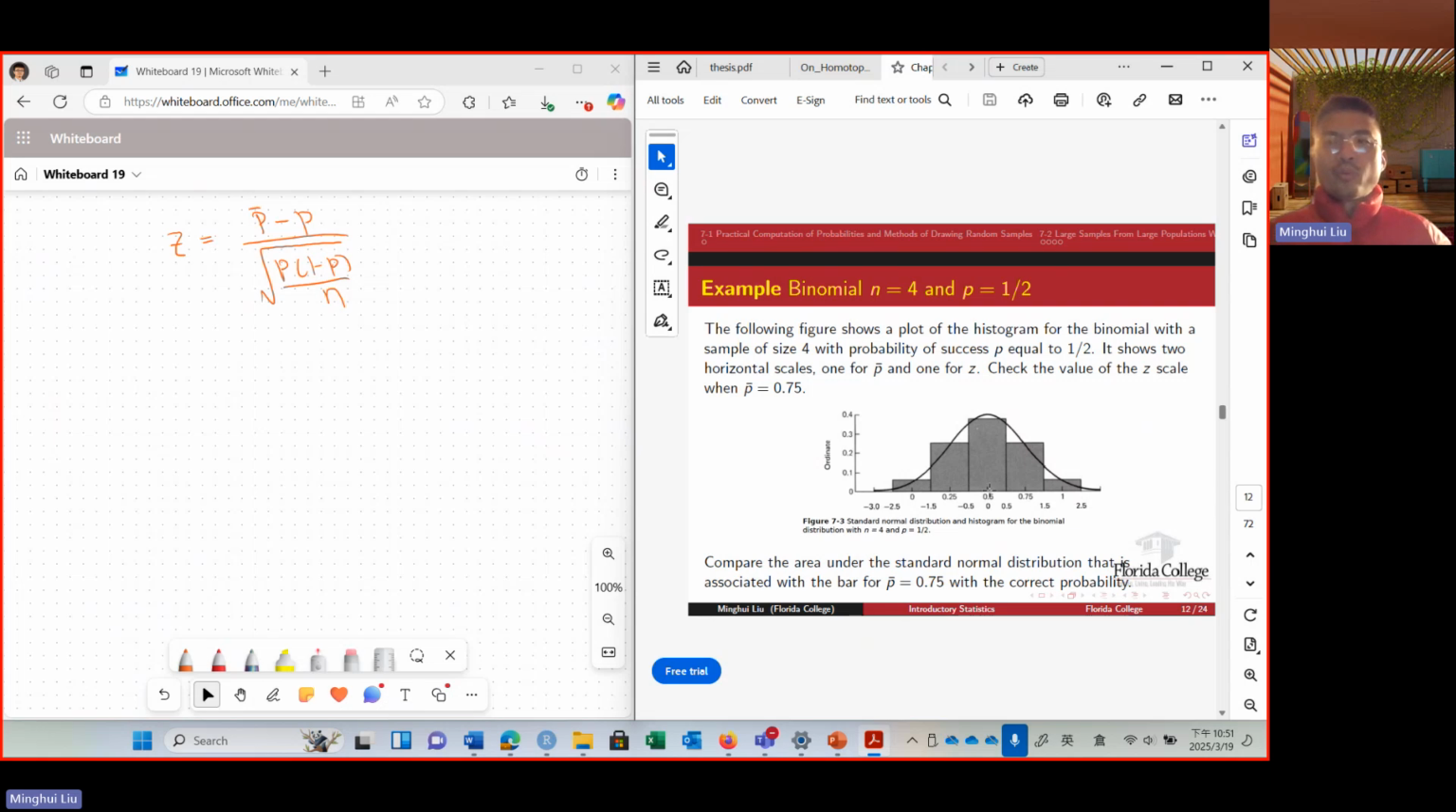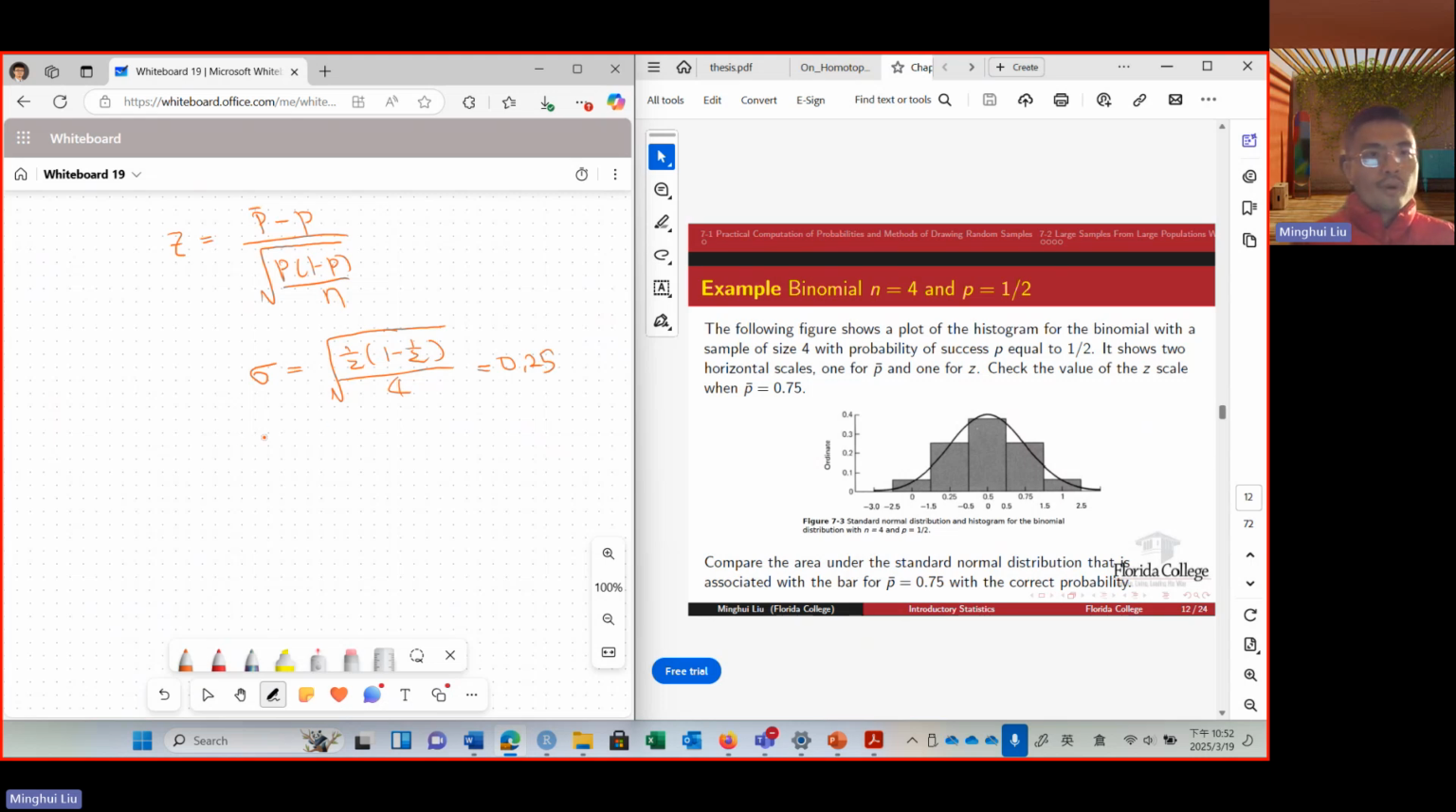So now we want to compare the area under the standard normal distribution that is associated with the p bar value equals 0.75. So this is the p bar value, and we want to find the area under the standard normal distribution. Here is what we can do. First of all, we calculate the sigma, which is the denominator here. Sigma, in this case, is equal to the square root of p, which is 1/2 because it's a fair coin, times 1 minus 1/2, divided by n equals 4. So this will simplify to 0.25 or 1/4.